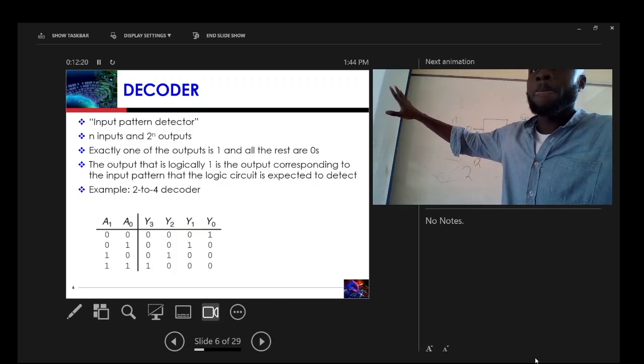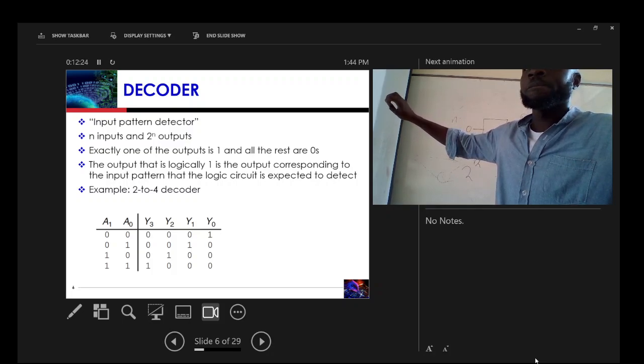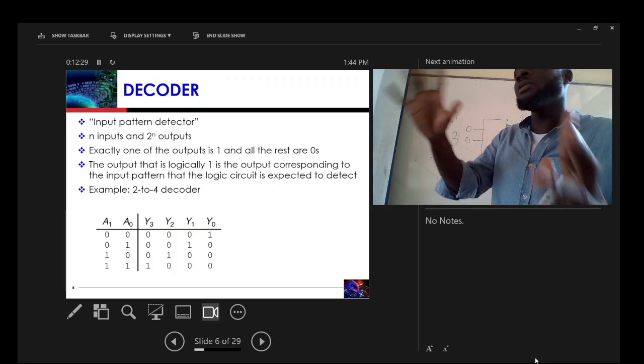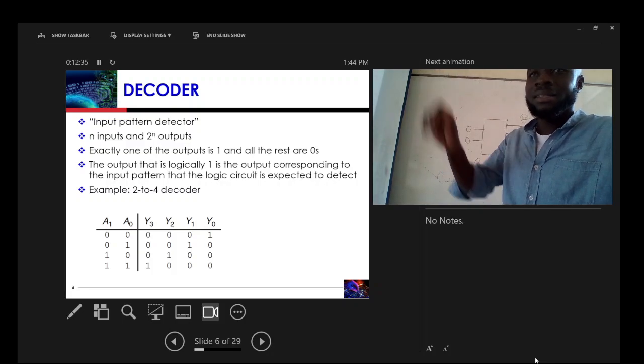In case I start with Y3 as one, is it the same? No, that depends on how you are designing it. It's your choice. But only one of the outputs can be on at a time. Are you clear? Yes, sir.